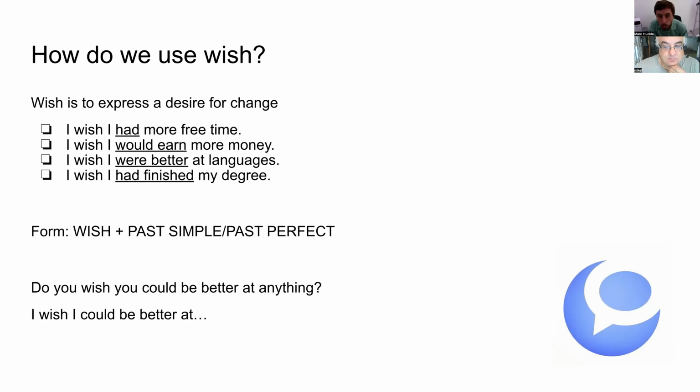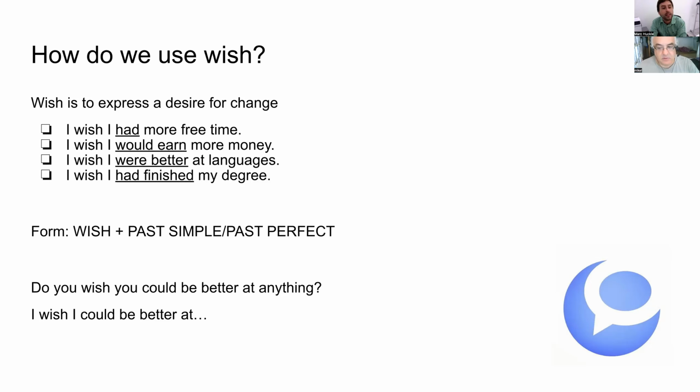We can use wish with would, meaning it is something irritating. It's annoying. You want to change your life because you are sad, you are angry, you are upset. I wish I would earn more money, meaning, oh, I don't have enough money. Oh, it's annoying, it's frustrating. We can use wish with the verb to be, but we use the subjunctive. I wish I were better at languages, just like the second conditional. Not I wish I was.